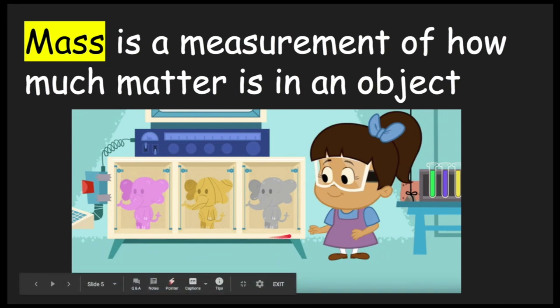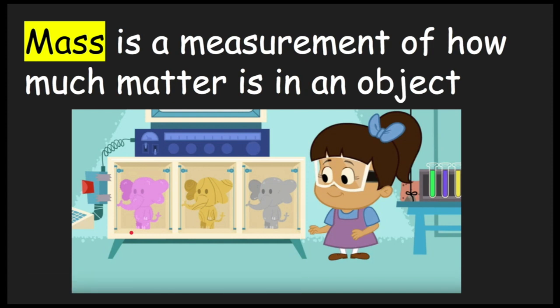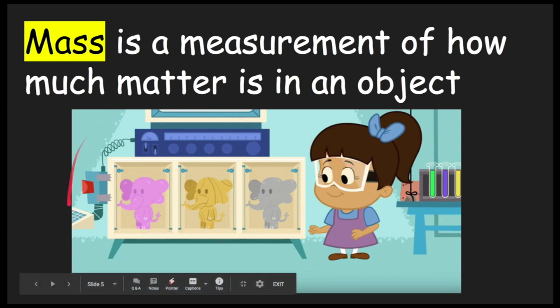This elephant right here is made out of rock. It is very heavy. This elephant is made out of wood. And this elephant is made out of cotton candy. So even though these elephants have the same volume, that means they're the same size, they do not have the same amount of mass. This elephant has the most mass, and this elephant has the least amount of mass.